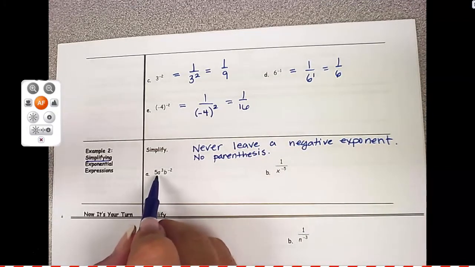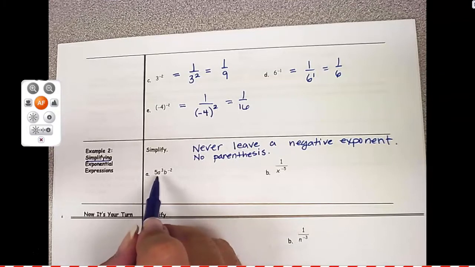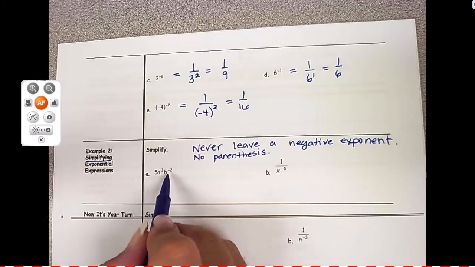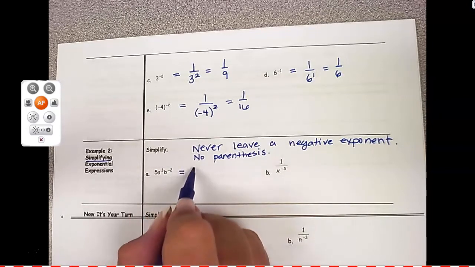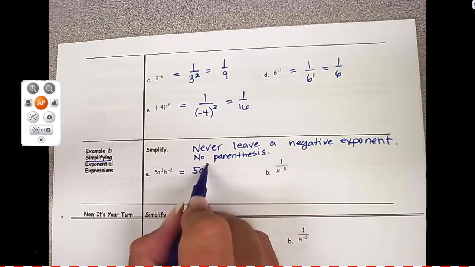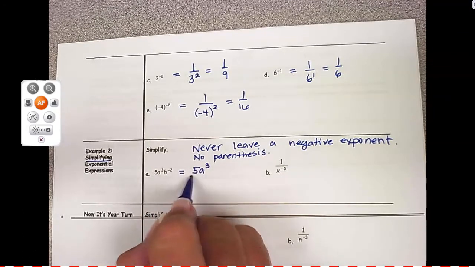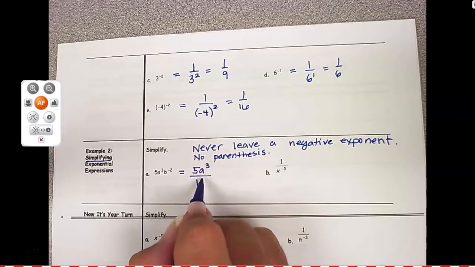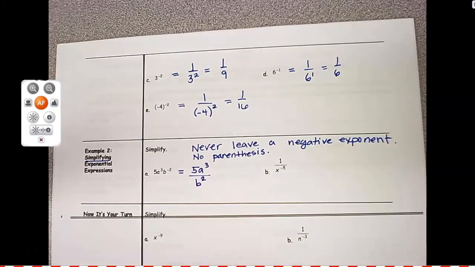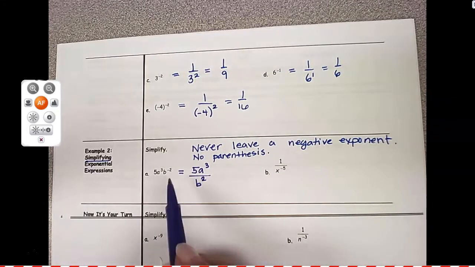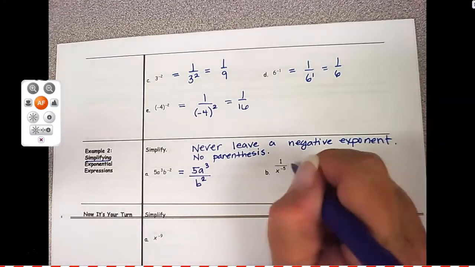So my 5a cubed, there's nothing I can plug in for a or b, but this negative 2 exponent has to be dealt with. So I am simply going to leave my 5a to the third where it is, and I remember my negative exponent property. I can move that b to the denominator and change the power to b squared. So that's what a negative exponent does.